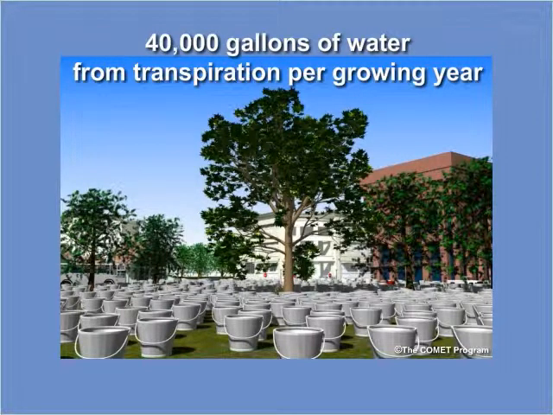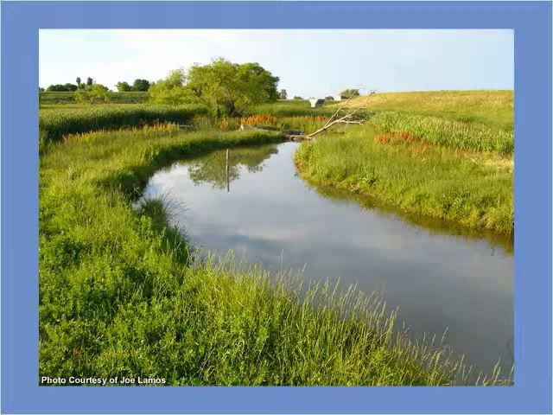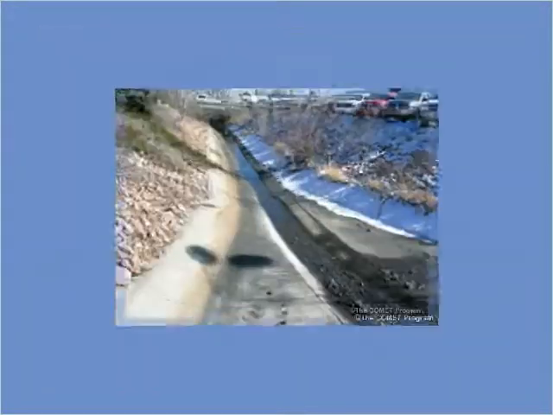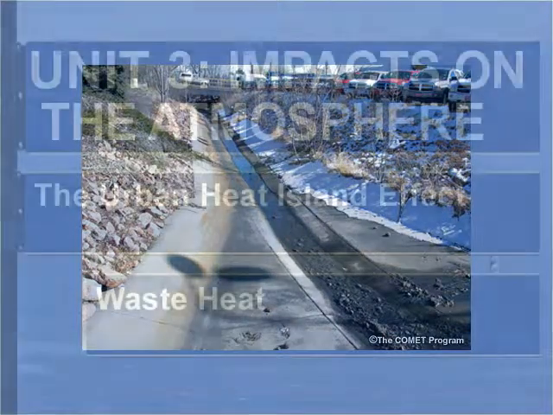Plants aren't the only natural feature that provides built-in cooling. Water also evaporates from the soil or bodies of water, serving as natural air conditioning. The built environment usually has less surface water and free soil than outlying rural environments, and so less evaporative cooling.